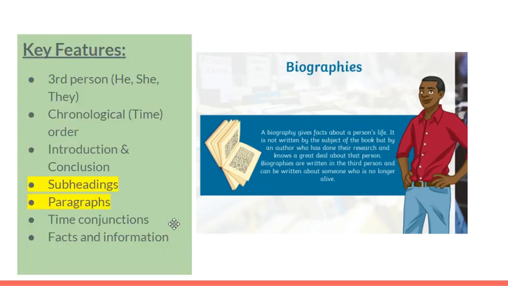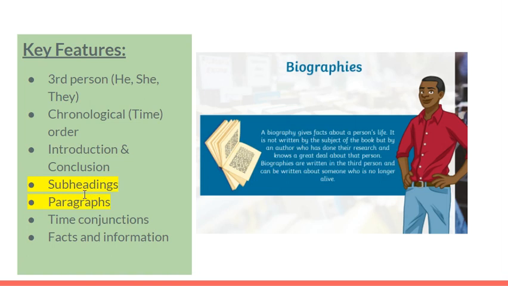Okay, so hopefully you had a little think and you came up with some of these. So it should be in the third person, so that means he, she, and they are the pronouns you'd be using. It's in chronological or time order, so starting from early life and moving through. It should have an introduction to explain who the person is or was, and a conclusion at the end to kind of summarize or say what they're doing now or why they're so important.